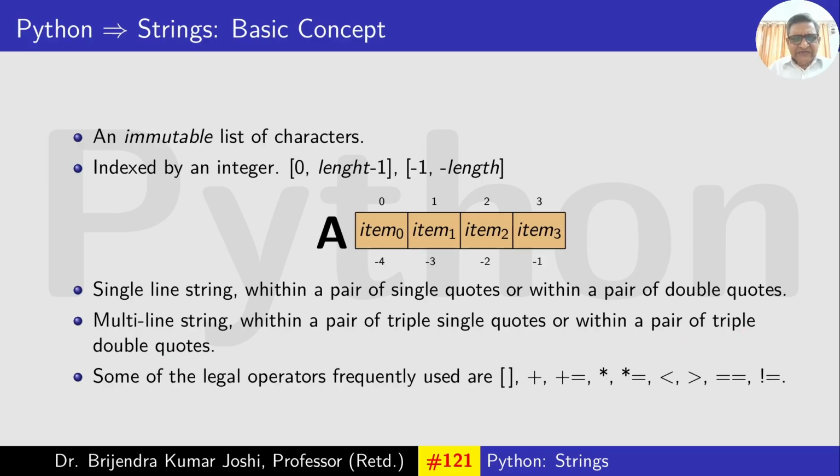Now some of the legal operators which are frequently used with strings are the square brackets, as I told you, for indexing. Plus, you can add two strings, that is concatenate, then add assign, then star, which is used to repeat a string, star assign, then less than. So two strings are compared for their ASCII codes. You can compare with the greater than symbol. You can test whether two strings are identical or not: this is equal to, and this is not equal to.